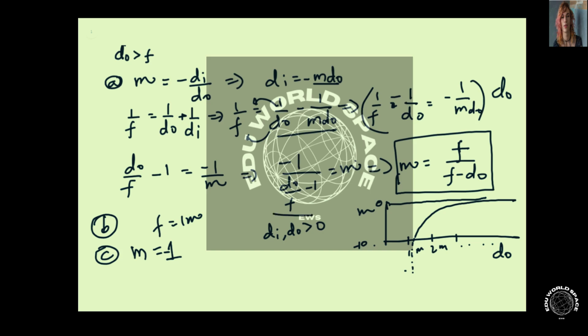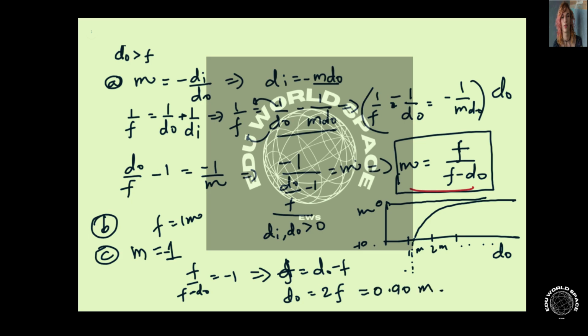Now simply using our formula that we found here, we can write f by f minus dO is equal to minus 1, which gives us f is equal to dO minus f, which means object distance is 2 times the focal length, which in this case is simply 0.90 meters.